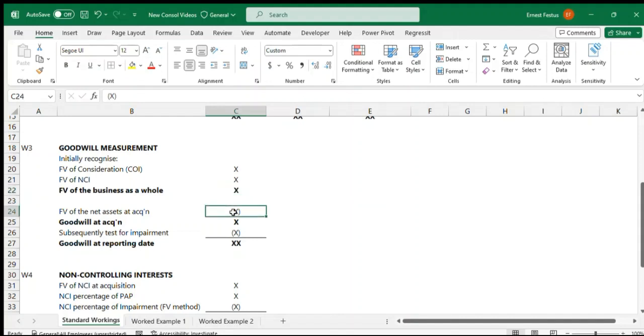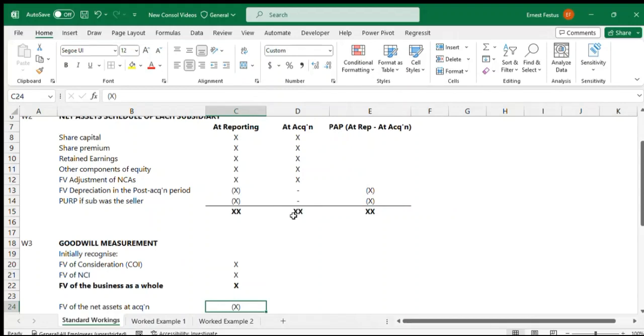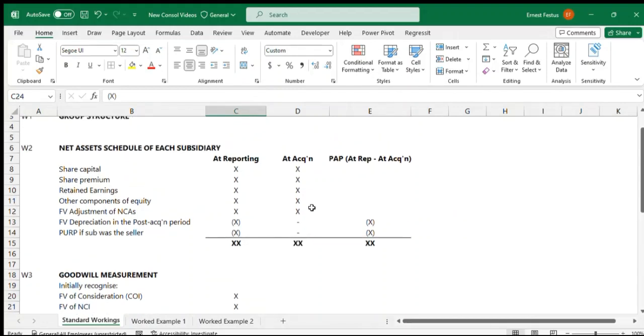And then we subtract the identifiable net assets of that business, and the identifiable net assets of that business as at the time you are acquiring the business can be gotten from our net assets schedule. So this is our net assets schedule, and we have at acquisition here.